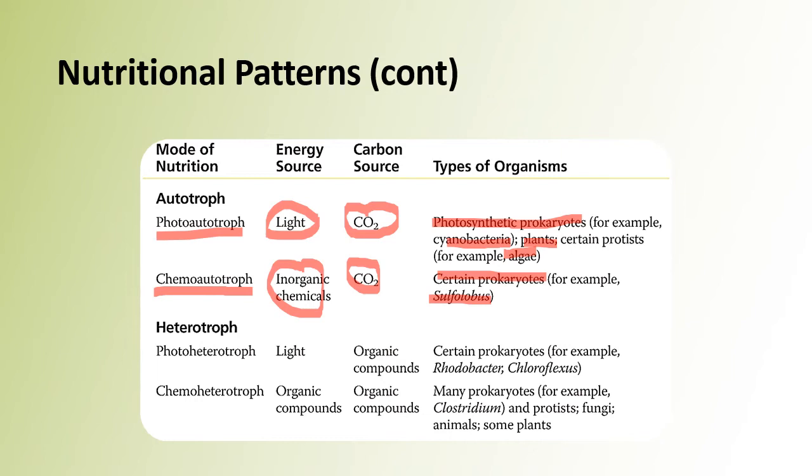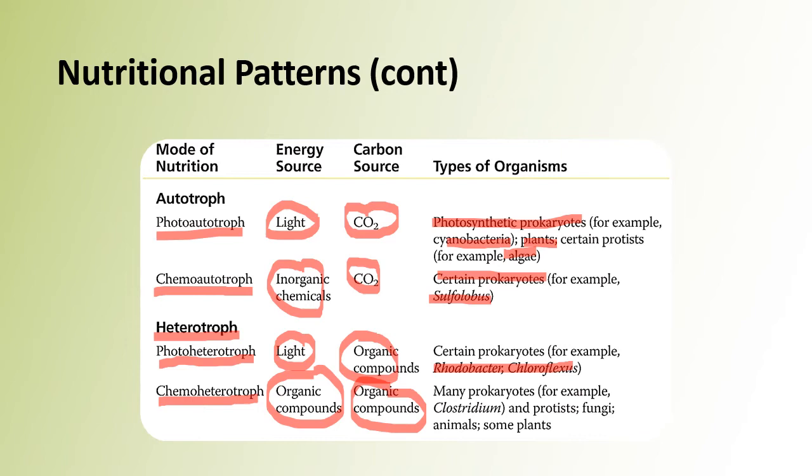And next is the heterotroph. Similarly, heterotroph also can be divided into photoheterotroph, where the energy source is light and the carbon source is organic compounds. Certain prokaryotes, for example Rhodobacter and Chloroflexus, are considered photoheterotrophs. And the following one is the chemoheterotroph, where the energy source is organic compounds and the carbon source is also organic compounds. Many prokaryotes or many bacteria are considered chemoheterotrophs. And then protists, fungi, humans, animals and some plants are also considered chemoheterotrophs.